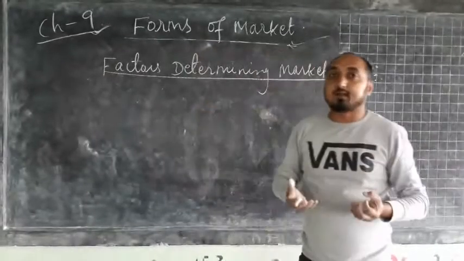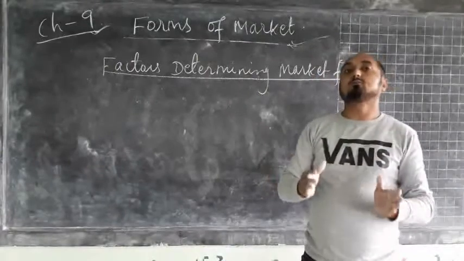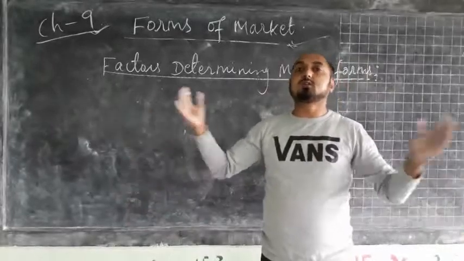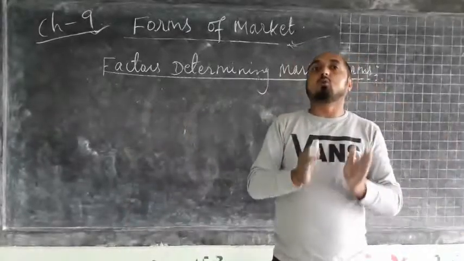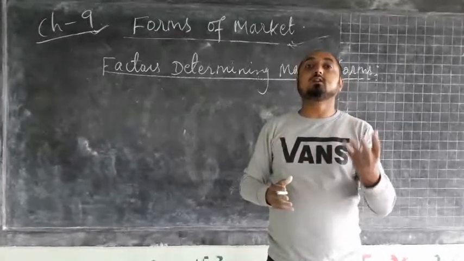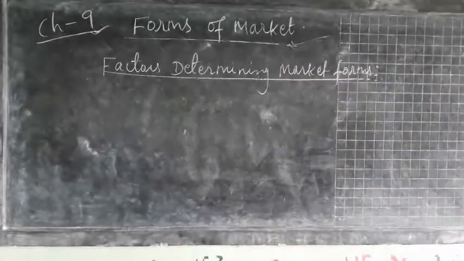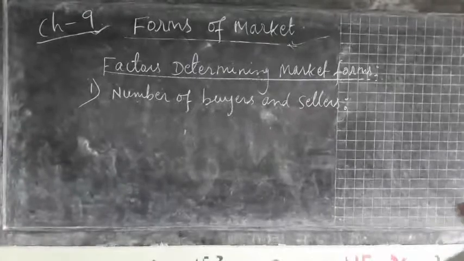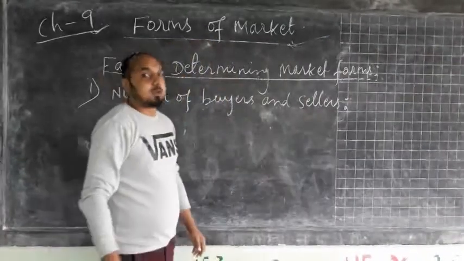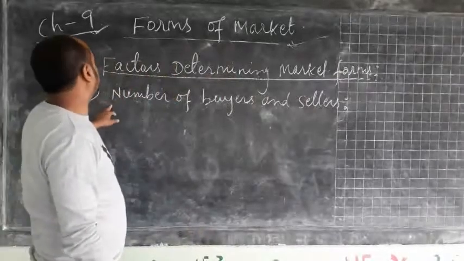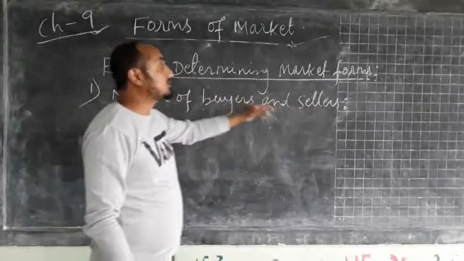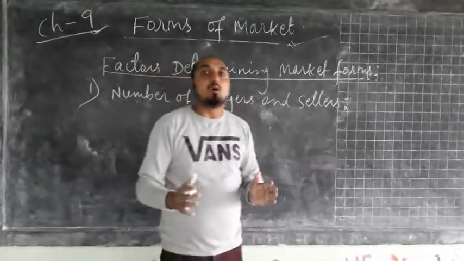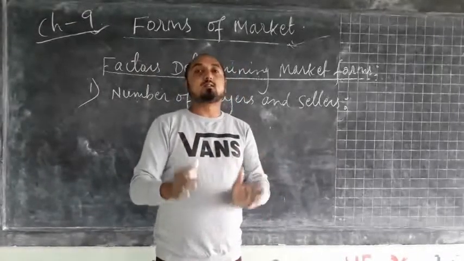So there are various factors that help to determine the forms of market, whether the market is perfectly competitive or monopoly or monopolistic competition. Here we will discuss the different points one by one, and how each determines the different forms of market. One important factor to determine the forms of market is the number of buyers and sellers. So how do the number of buyers and sellers determine the different types of market?